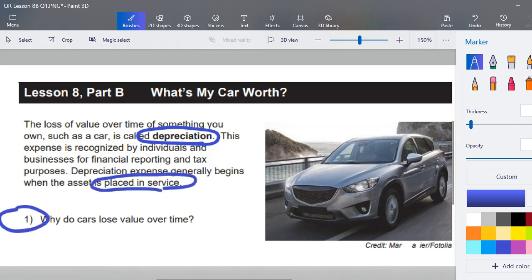So question number 1, why do cars lose value over time? Well, they break down, they get scratched, dented. A lot of times people prefer new cars and they're not going to pay as much for used cars, and for whatever else you wrote in on this question.